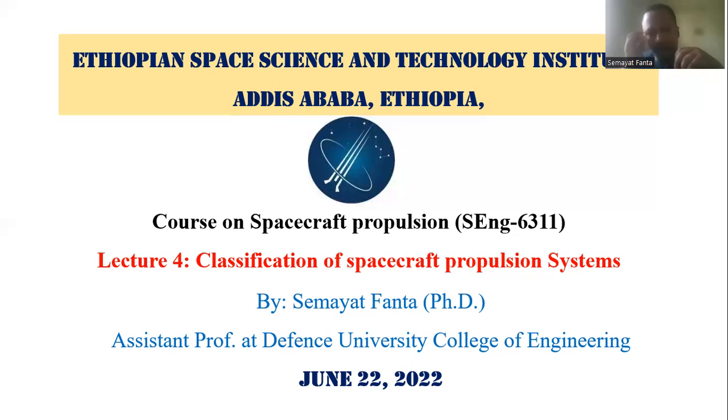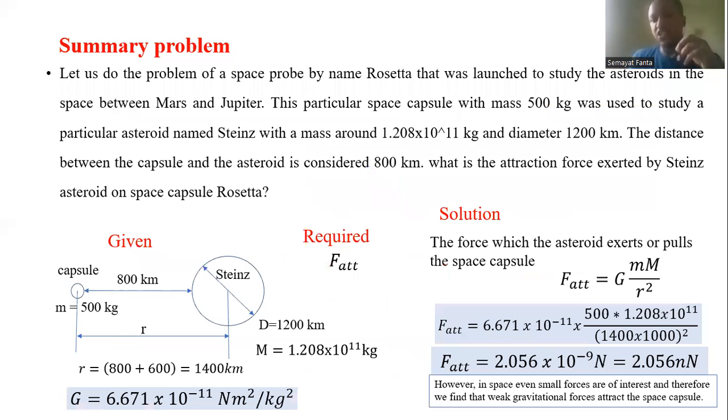And we also started to identify the historical perspective of aerospace propulsion: how it started, when it started, by whom, how the first moon landing occurred, and how the space station concepts were developed and initiated. So all this has been done in the last lectures.